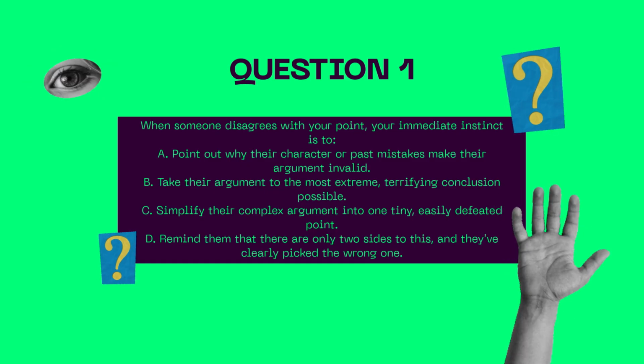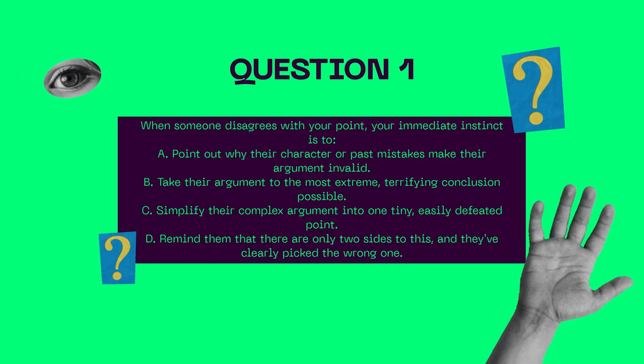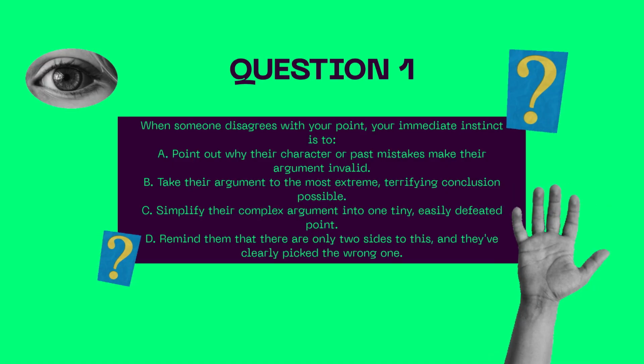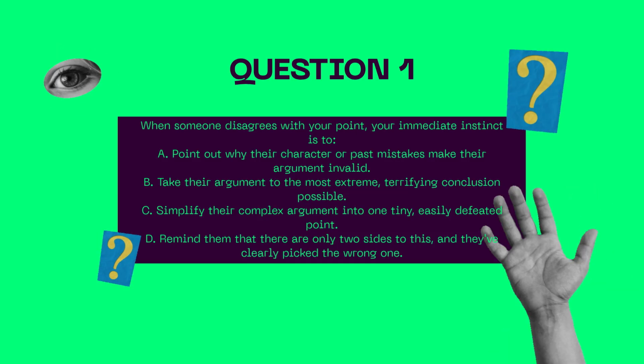Question 1. When someone disagrees with your point, your immediate instinct is to A. Point out why their character or past mistakes make their argument invalid. B. Take their argument to the most extreme, terrifying conclusion possible. C. Simplify their complex argument into one tiny, easily defeated point. D. Remind them that there are only 2 sides to this, and they've clearly picked the wrong one.